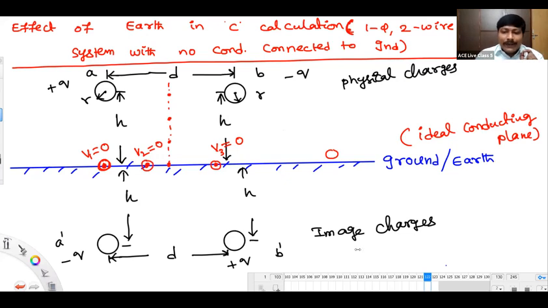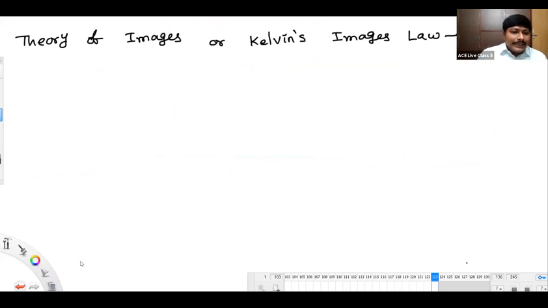Equipotential. By that way, we satisfy the properties of the ideal conducting plane, you can see. Okay, so let's say in the next slide, the theory of images I am writing, right?